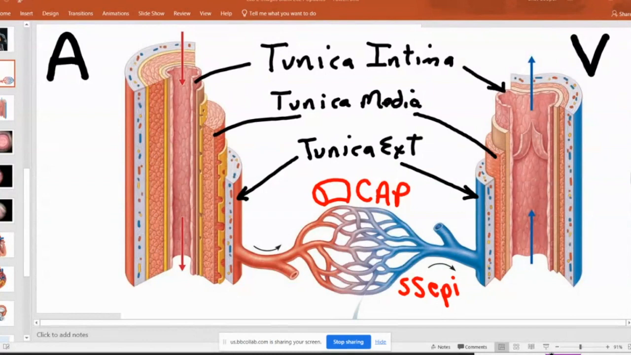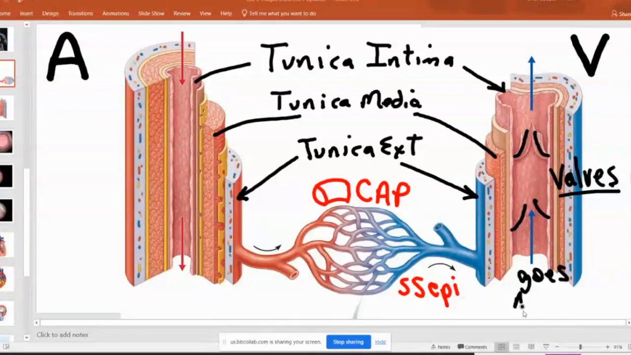What I want you to see with the vein is this. Here's the simple squamous right there. Notice this thing right here. And I'll draw one in here just for fun. Those are valves. Little valves. And valves make sure your blood goes one way, the way it's supposed to go. And so the blood on this could only go up.